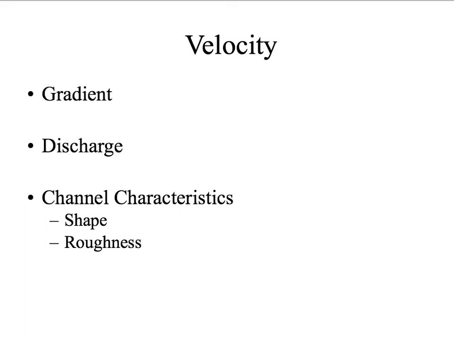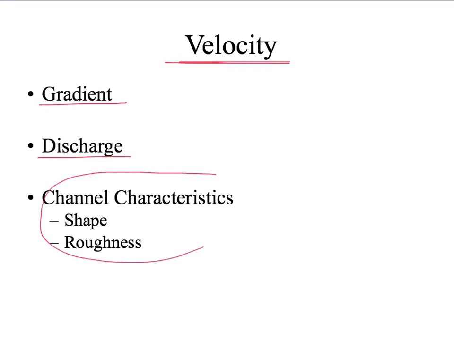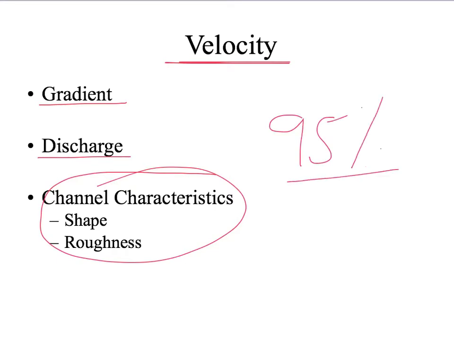We're going to think about velocity now of the water, and velocity is dependent upon three things. Firstly, the gradient, so the steeper the slope, it would make sense for water to flow faster. The discharge, the larger the discharge, then we tend to associate that with higher velocities. And finally, the one that we're really interested in, however, is the channel characteristics, because 95% of a river's energy, approximately, is used to overcome friction between its bed and the banks.